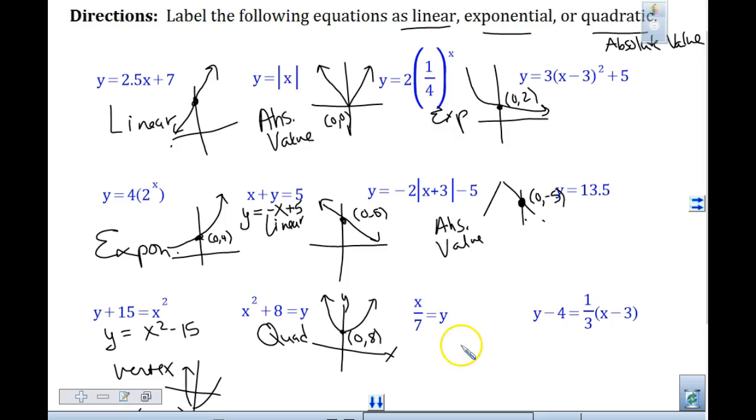How about that next one, Samantha? What do you think? I said linear. I agree, because this is like a 1 in front of x. So this could be rewritten as y equals 1/7 x. So definitely linear. And if I was going to draw the graph, it goes through 0, 0, right? And is it steep or flat?